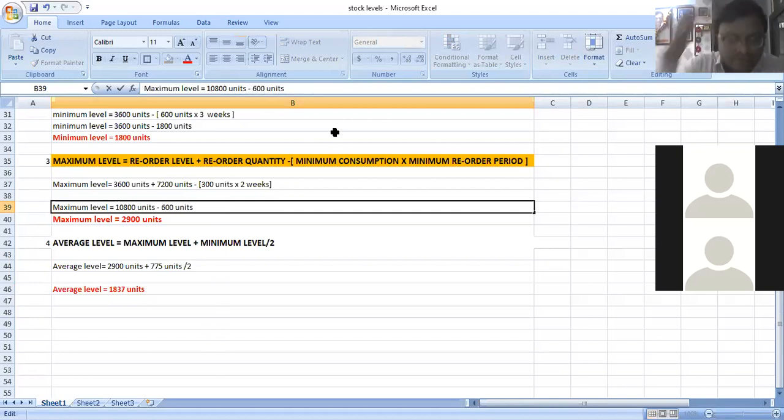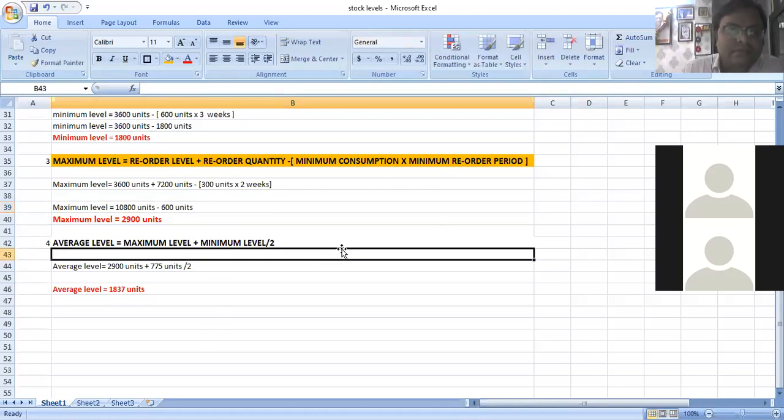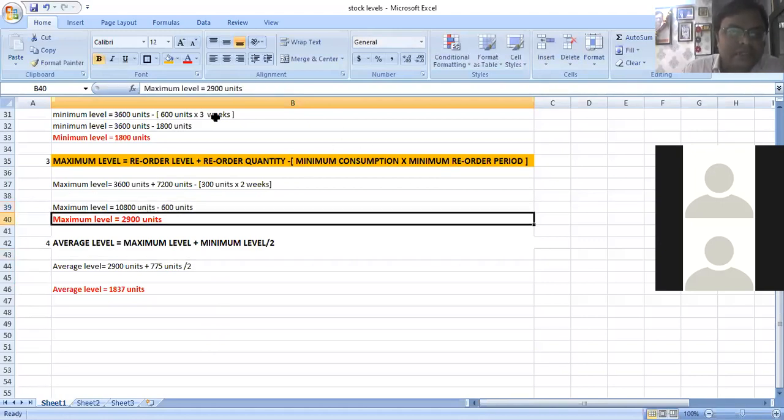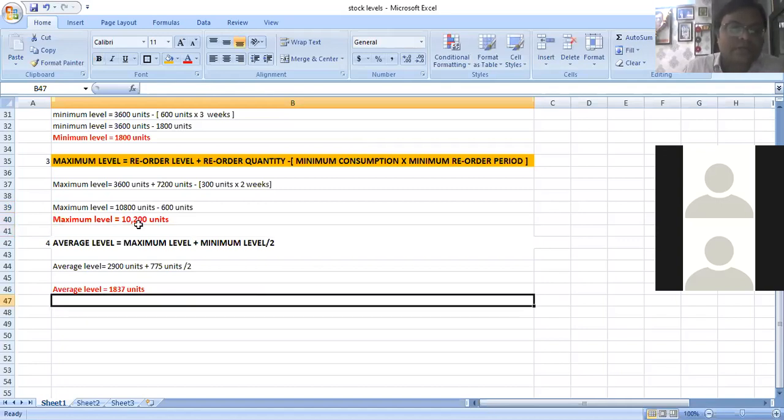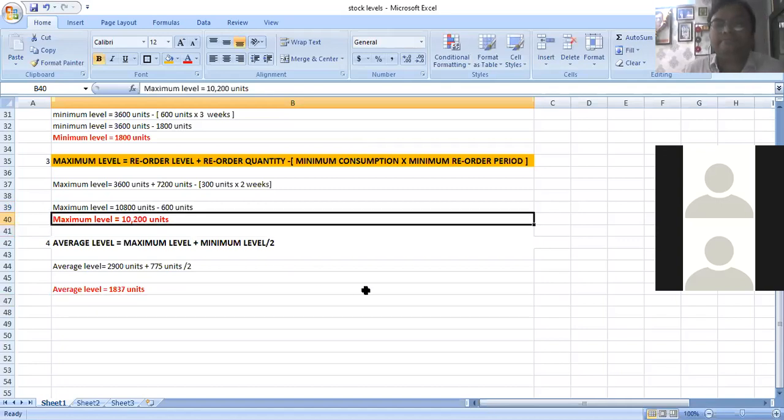What is the answer, student? What is the maximum level? 10,200 units. So 10,200 is the maximum level.